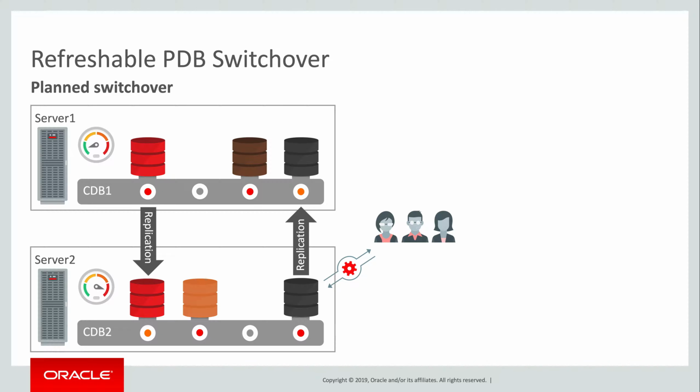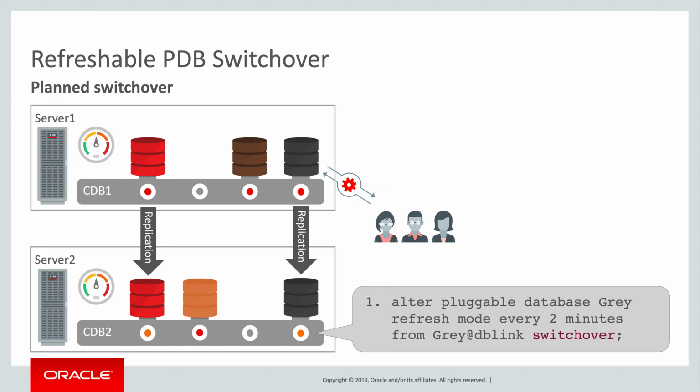The role transition is executed as follows. Connect to the current primary. You may find it helpful to think in terms of connecting to the future replica, and issue this statement: alter pluggable database grey, refresh mode every 2 minutes from grey at dblink switchover. The syntax to set up the refreshable clone is familiar, and here I introduce the new keyword switchover.